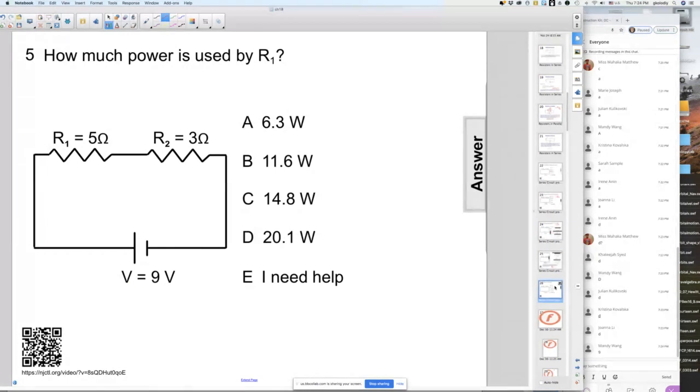How much power is used by R1? How much power is used up by this one?